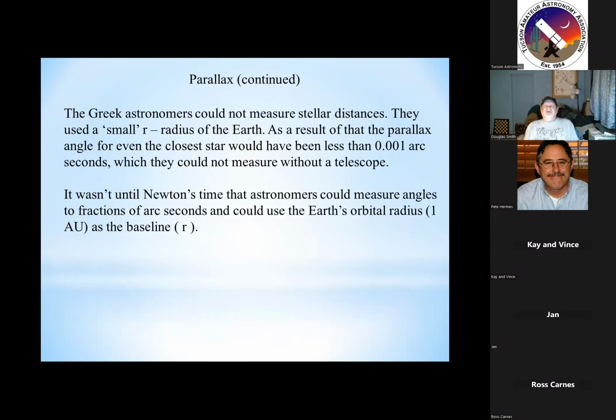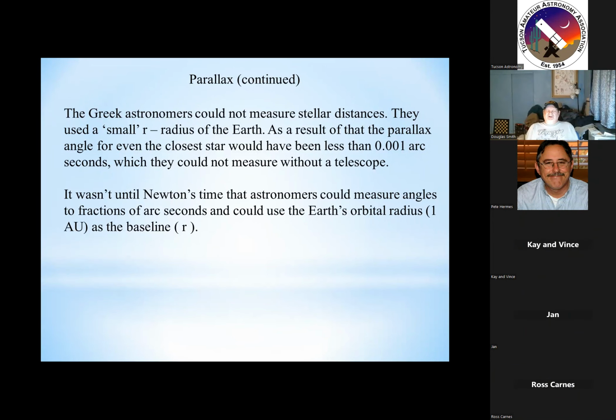Now, as I said, Greek astronomers couldn't measure stellar distances because they were using the radius of the Earth, which they knew Eratosthenes had measured, but that's way too small of a baseline for your parallax measurement. Even the closest star would have had a parallax angle less than 1/1000th of an arc second. So there was no way they could measure that. Certainly they didn't have telescopes, and even if they had a telescope, I don't think they could have measured it.